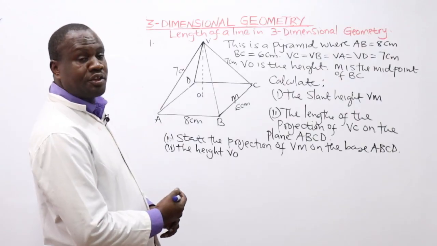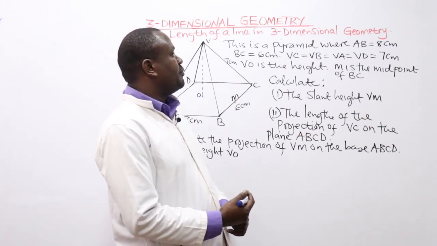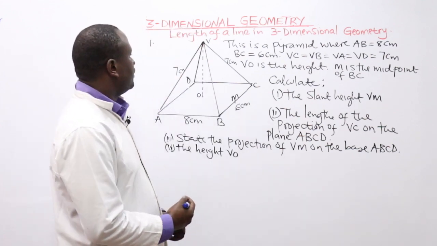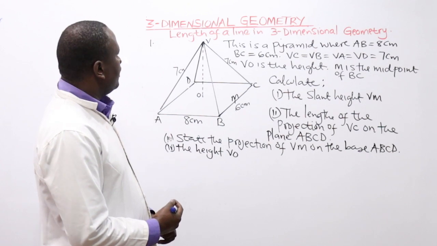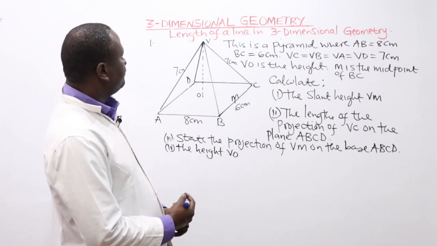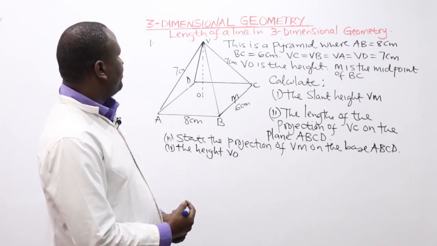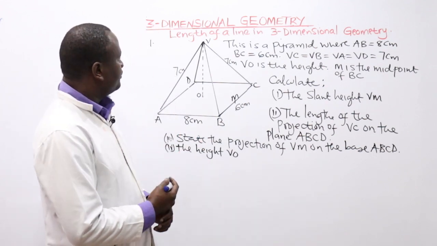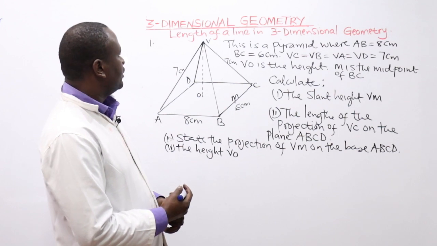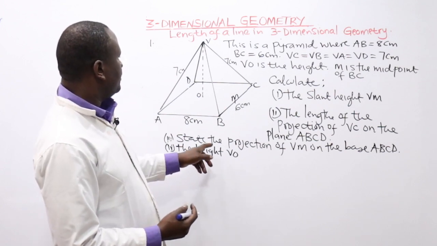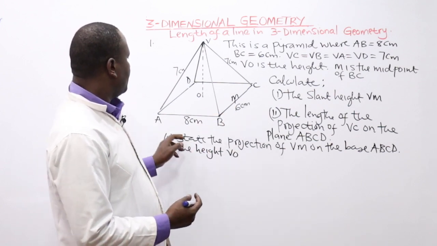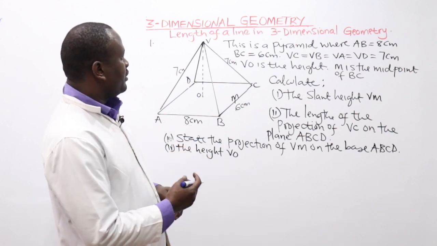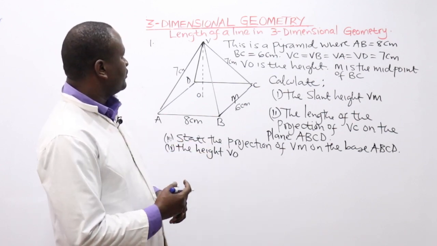So we are looking at the length of a line in three-dimensional geometry. Now, let's consider this example 1. This is a pyramid with a rectangular base, ABCD. BC is 6, AB is 8 centimeters.